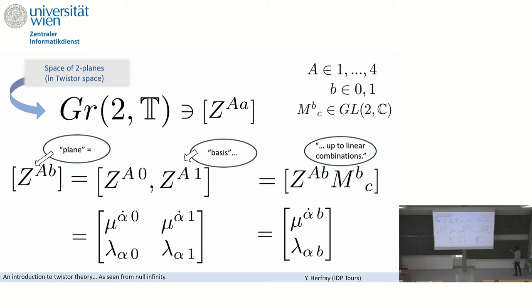Now, I want a pair of twistors, VA1, VA2. So it's a pair of twistors. It's a plane in C4. But therefore, when I mod out by C in CP3, it's a projective line in CP3. It's just words, but, yeah, okay.